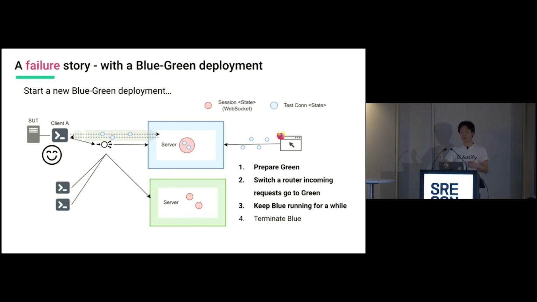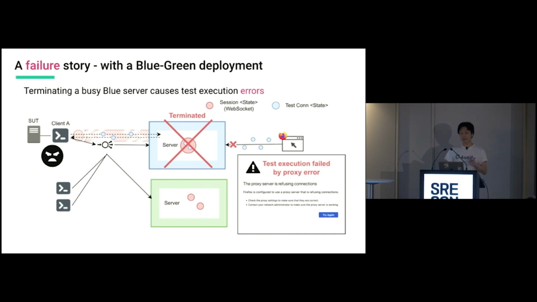Next, we'll start preparing for a green environment. Once the deployment tool has launched and tested new servers in the green environment, let's configure the router to forward new traffic to the green. And then it keeps the blue environment for a while in case we need to roll back. Still, a session with client A is alive, and some test executions are running. If we terminate the blue environment now, the browser gets network errors because ongoing test connections are closed unexpectedly. A customer will see the error page and feel uncomfortable with our product. It is a significant issue because we have to worry about critical failures every time we deploy changes.